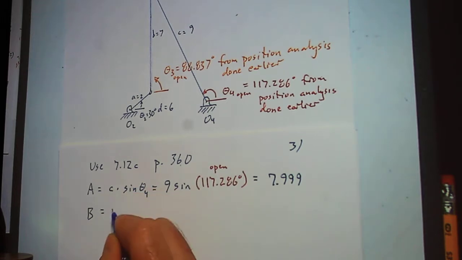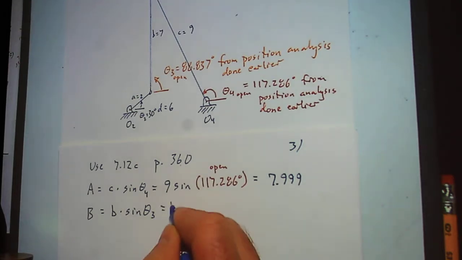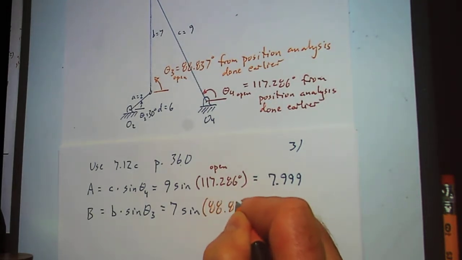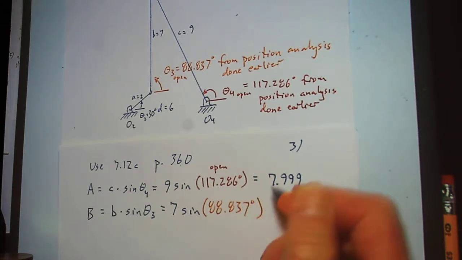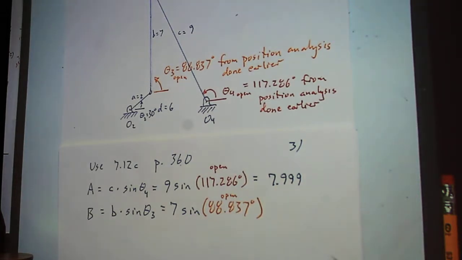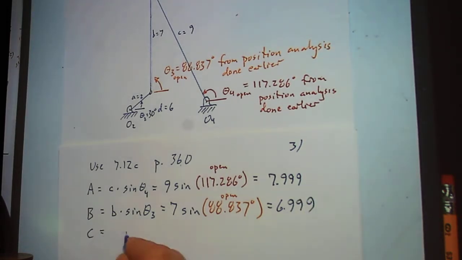B equals B times sine theta 4, which equals 7 times sine of 88.837 degrees. And this is from the open configuration. When I do the math on this, I get 6.999. C is a rather long equation, so I'm not going to write that out, but you can look at that page in the book and look at equation 7.12C. And that, when you do the math on that, should be 244.05.